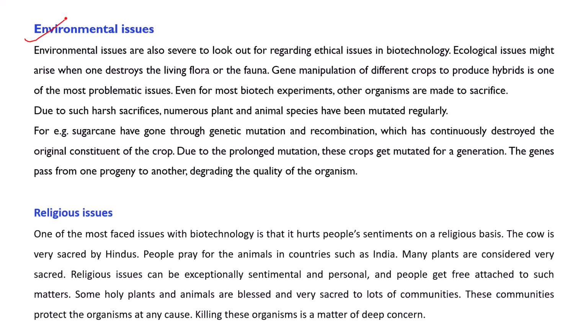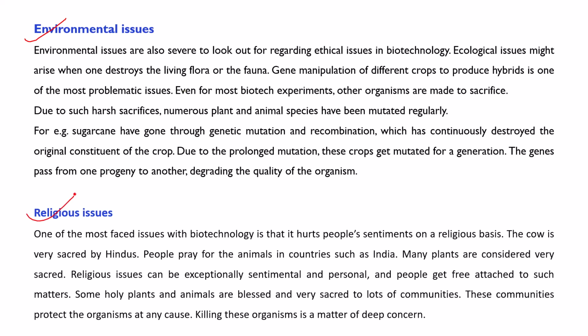For example, sugarcane has gone through genetic mutation and recombination, which has continuously destroyed the original constituents of the crop. Due to the prolonged mutation, these crops get mutated for a generation, and the gene passes from one progeny to another, degrading the quality of the organism. This can happen in other plants also, and with genetically manipulated animals or microbes also, right?